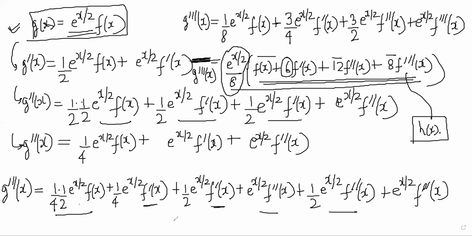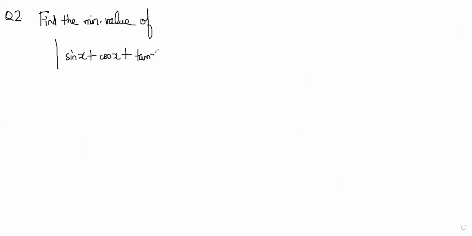Let's move on, it's fine. Question 2 says find the minimum value. This will be in your Allen book somewhere. Find the minimum value of mod of sin x plus cos x plus tan x plus cot x plus sec x plus cosec x, mod, for all real numbers.